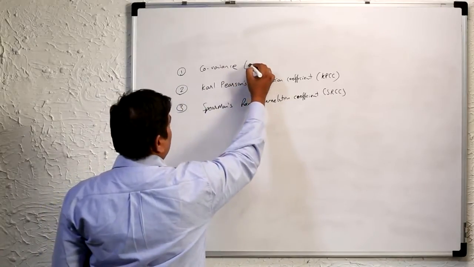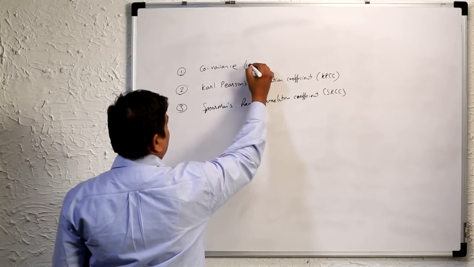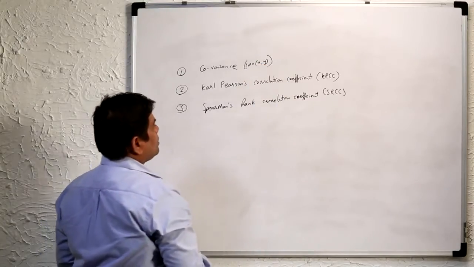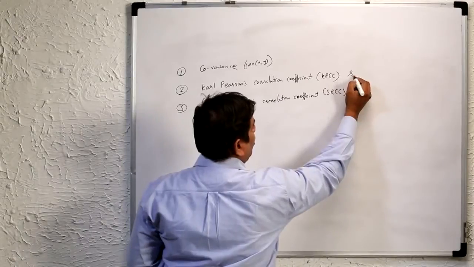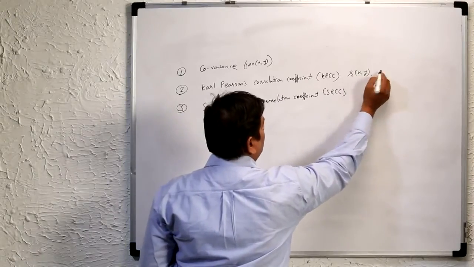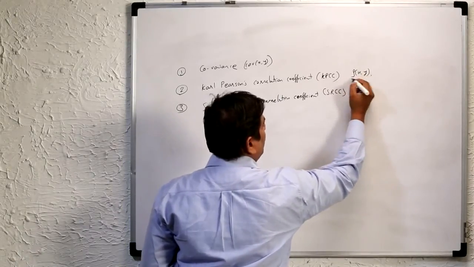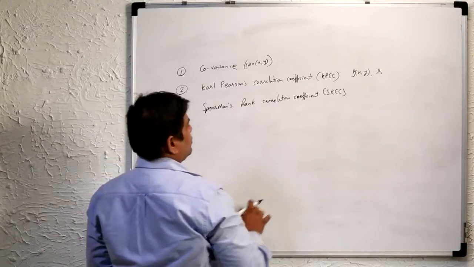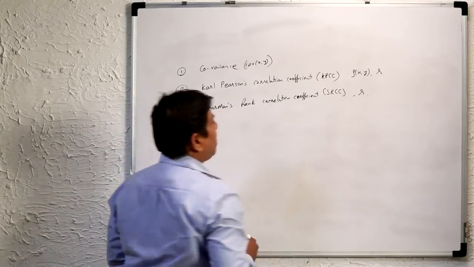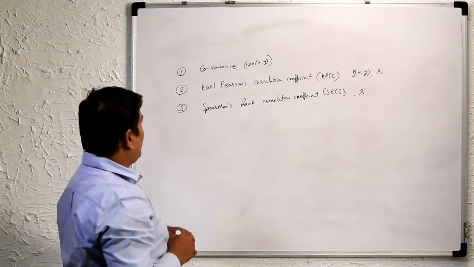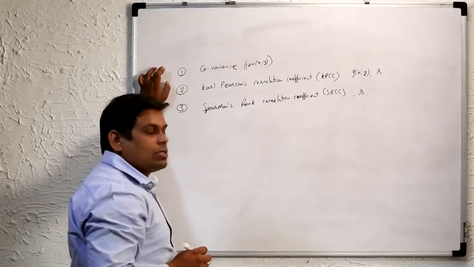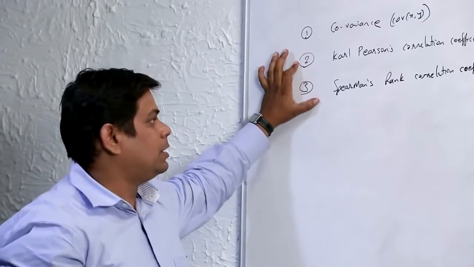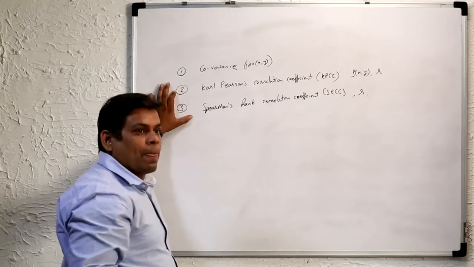Covariance is denoted by COV of XY. Karl Pearson is denoted by R of X comma Y, or simply rho of X comma Y, or simply R. And there is no notation for Spearman, so we call it R itself. So the topic requires knowledge of covariance, Karl Pearson correlation coefficient, and Spearman's rank correlation coefficient.